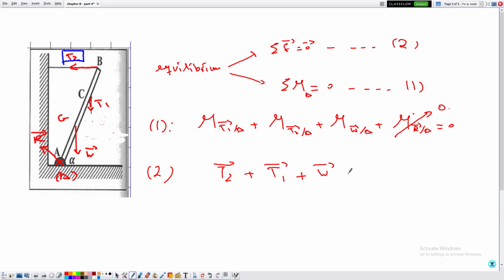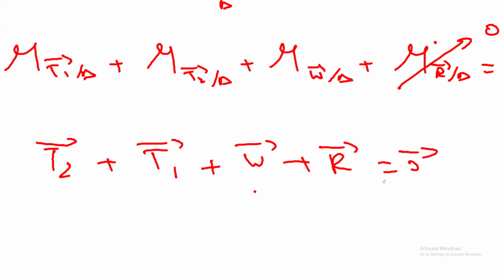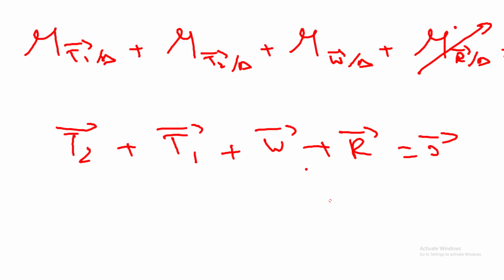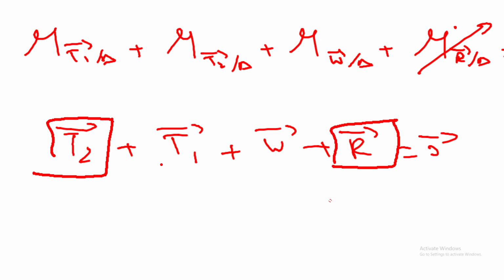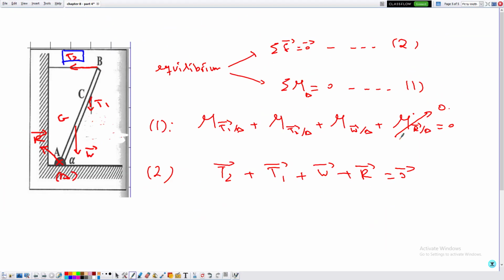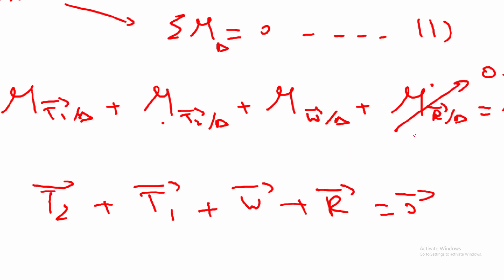As for the equation 2, it's given by the tension T2 plus the tension T1 plus the weight plus the reaction R, which is equal to 0. Now this is a vectorial equation and we know how to deal with it. But if we need to solve this equation number 2 and we need to project it along the x and along the y, it will give us two equations, but the number of unknowns in this case is more than 2, because here we don't know this force and we don't know this force. So we cannot solve using this equation to determine T2 and R.